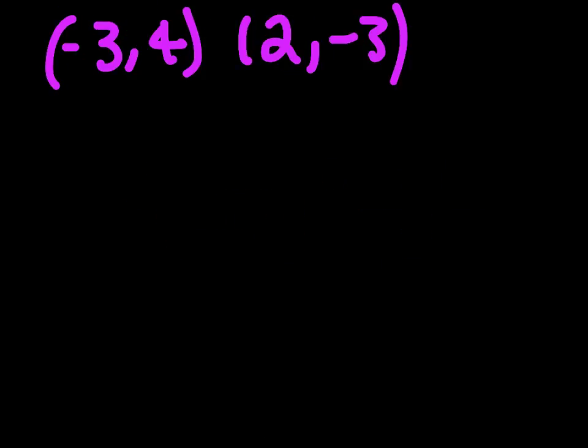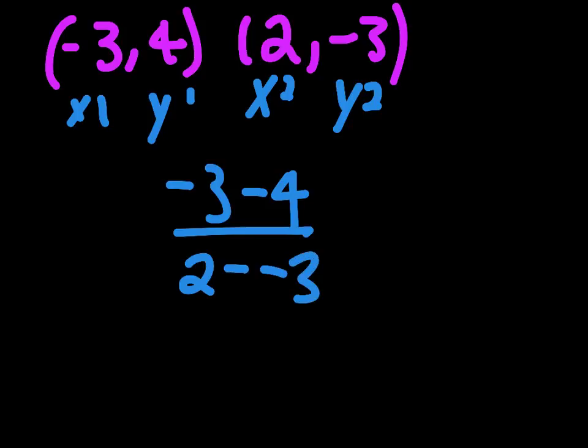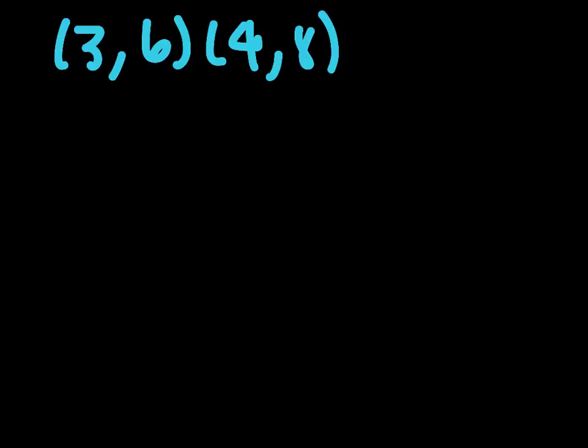Okay, let's try another one. So this is x1, y1, x2, y2. Negative 3 minus 4 over 2 minus 3. This becomes negative 7. This becomes 5. That's your answer, negative 7 over 5. It's so simple. Go ahead and do this one on your own, and when you're ready to check, unpause the video.